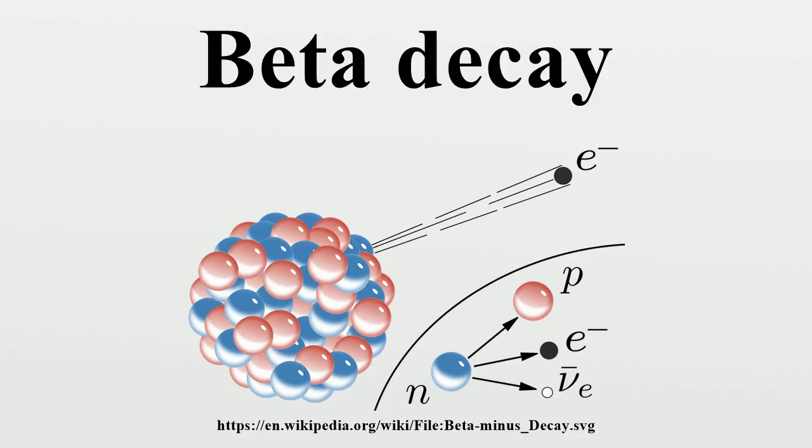This may be considered as the decay of a proton inside the nucleus to a neutron: p → n + e⁺ + νₑ. However, beta plus decay cannot occur in an isolated proton because it requires energy, due to the mass of the neutron being greater than the mass of the proton.